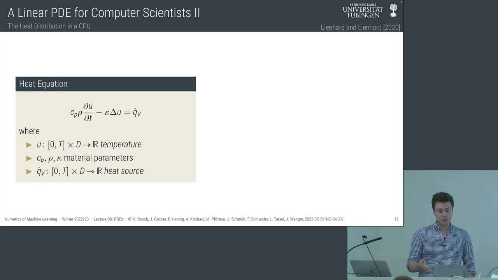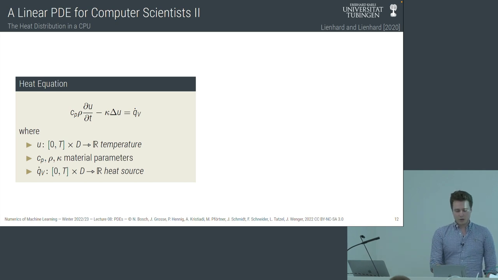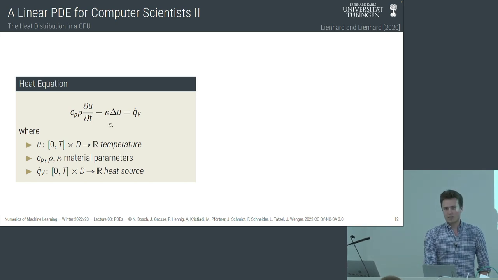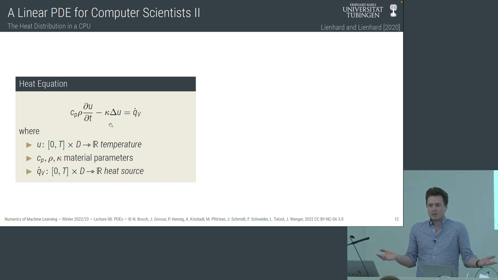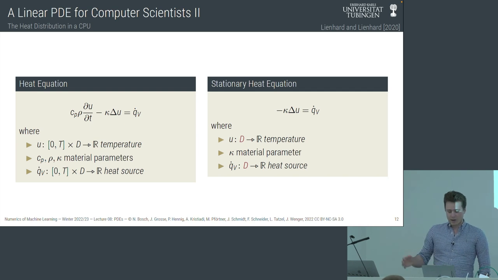So what we'll do is assume that at some point we are going to reach a stationary temperature distribution. And you can work that into this model by saying, well, if the temperature doesn't change, then this temporal derivative is just zero. There is no temporal change in temperature anymore. In which case, we arrive at the stationary heat equation, which you obtain from this equation by just setting this entire first term to zero.